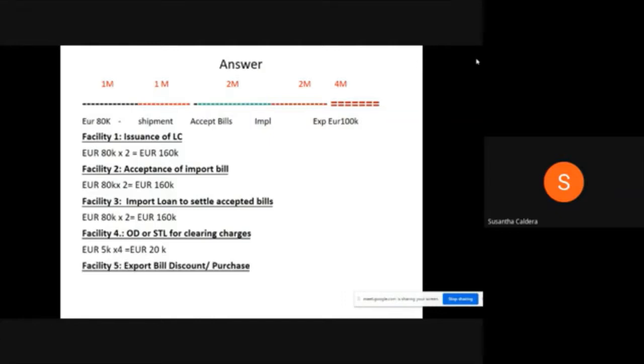Then export bill discount. Now when we do the shipment, it will take another 4 months to get the money. We can't wait that much. Immediately we want to discount the bill. So export bill discount for purchase is €100,000 into 4, €400,000. Got it? Right? Okay.